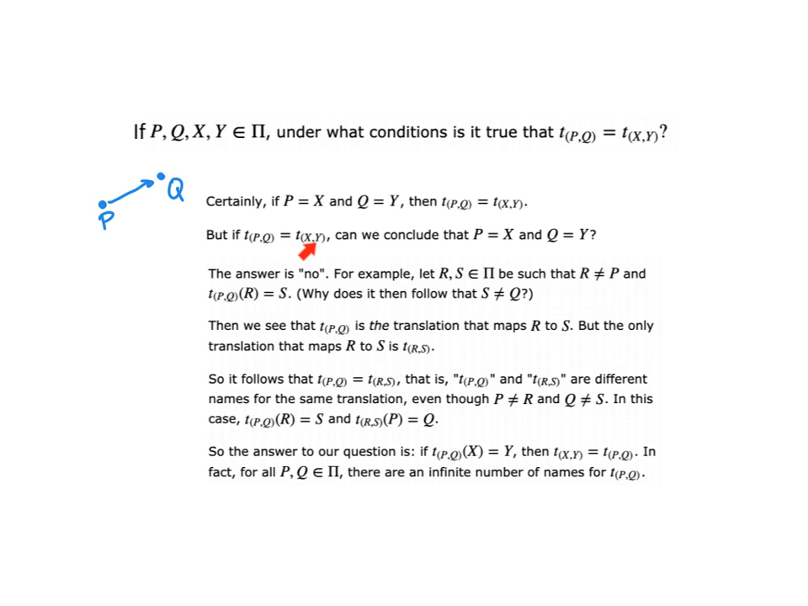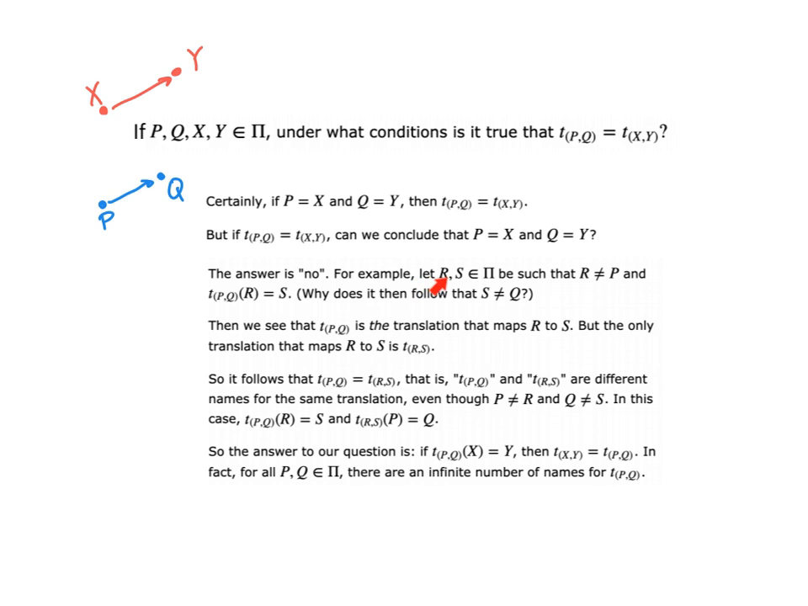But if I have a translation that takes P to Q, and that's the same translation that takes X to Y, can we conclude that P is equal to X and Q is equal to Y? Well, the answer to that question is no. So you can imagine if I have another point X, I could find that point Y under that same translation that would take X to Y. It moves in the same direction and the same distance. So no, that's not the case.